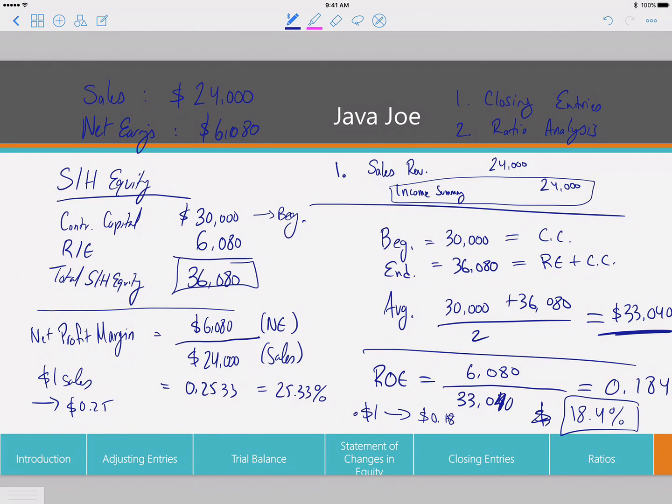And whether these are good or bad ratios, you have to compare it with competitors, with past performance. So JavaJoe doesn't have past performance, but we can use this as a benchmark to determine future quarters and determine when we were actually the most profitable. And we can compare this with the local Starbucks, local Second Cup, or whatever other companies are available.